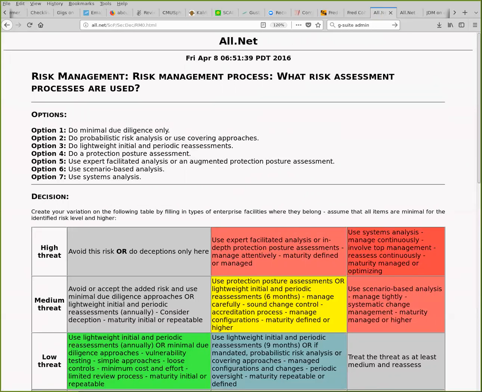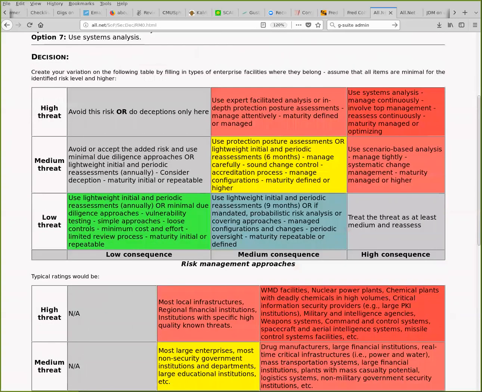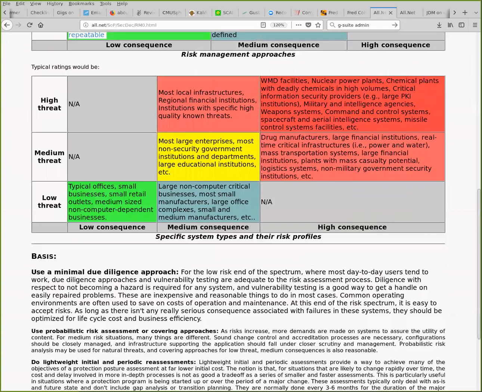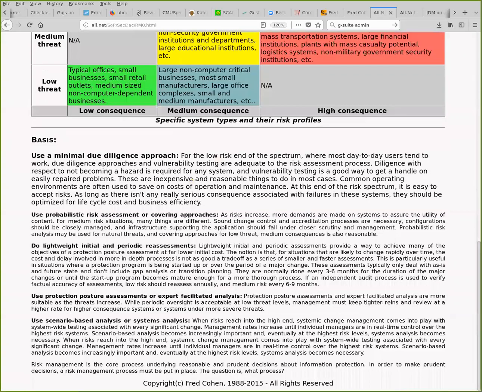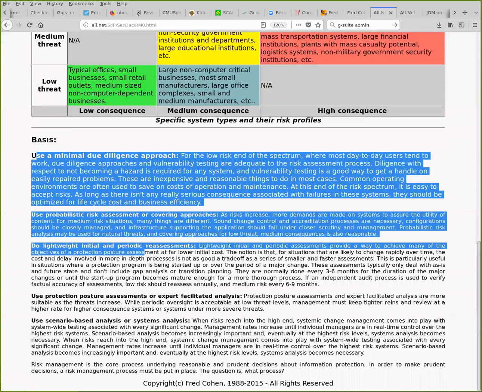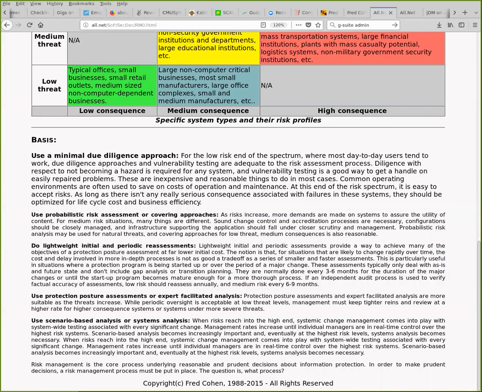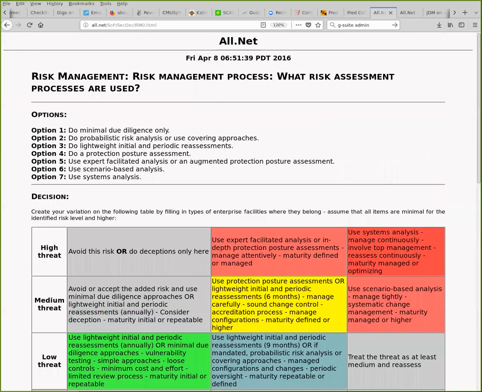And then you have to decide between the options, and different circumstances call for different options. For example, high threat, high consequence, you might want to use this systems analysis approach. But if it's low threat, low consequence, some sort of a lightweight initial assessment is fine, or just do minimal due diligence and so forth. So when you start to understand this and start to make those decisions, you then have a basis for the decision, why you make them, right? Why would I choose this one over that one? What are the features of it? What makes it better or worse in a given circumstance?